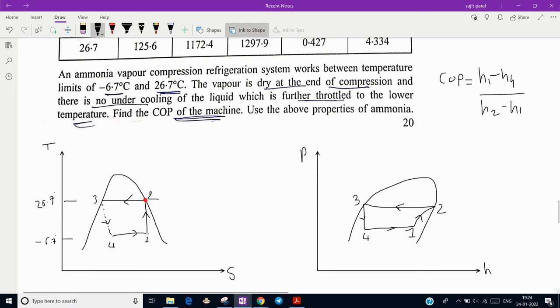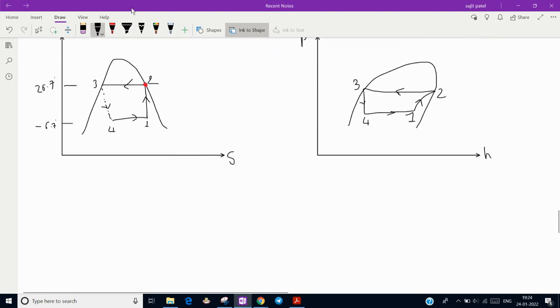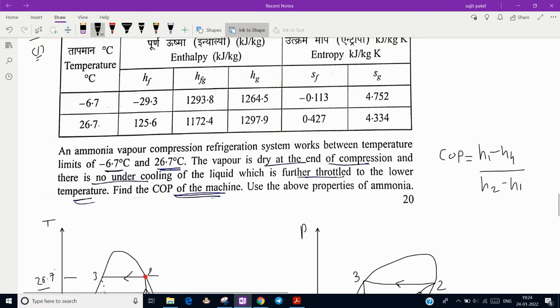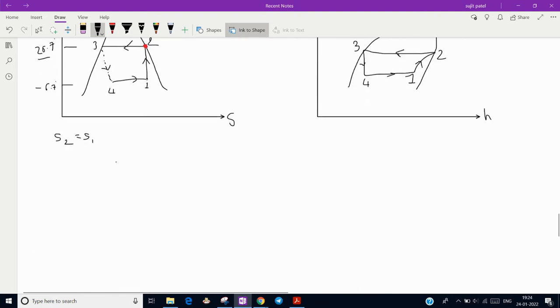But first of all, we have to find the condition of point 1, because it is in a mixture of liquid vapor state. And here 1 to 2 is an isentropic process. So we can write S2 is equal to S1. S2 is equal to what? Entropy of the saturated vapor at 26.7 degrees Celsius. So at 26.7, the SG value, S2 is equal to SG value, it is given 4.334.